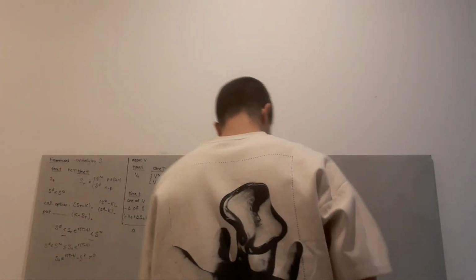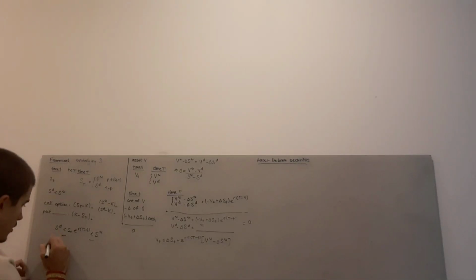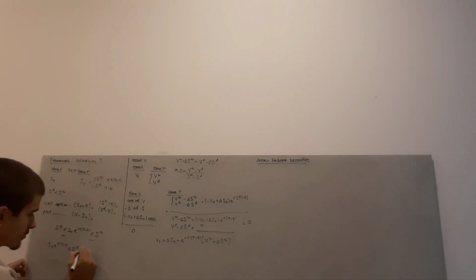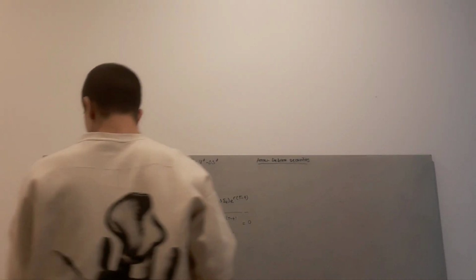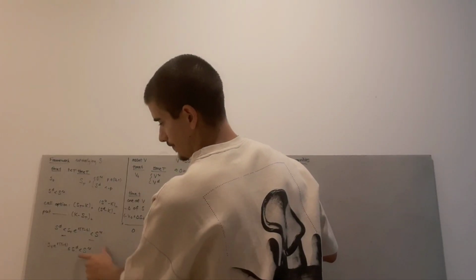If we had St e to the R(T minus t) is more than or equal to SD is more than SU, then what we do is we short sell.